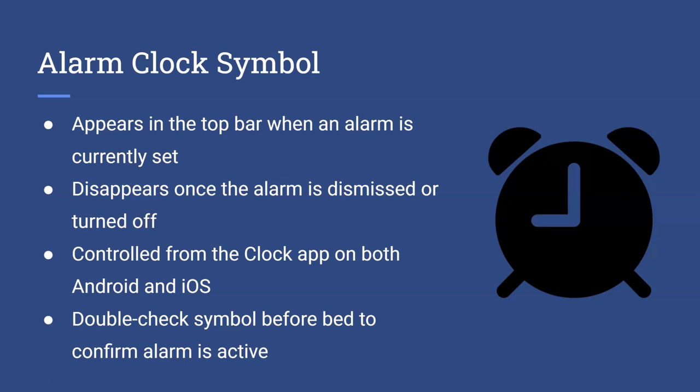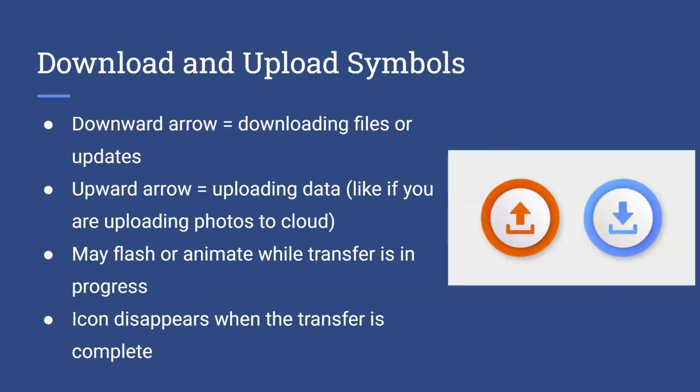Also, a good tip that they gave: double check the symbol before bed. You don't have to go to the clock app. I'm sometimes notorious for doing that. I go to the clock app just to see if I have a timer or alarm set. Instead, if you see that icon, that means something is set. You can't see the time that is set, you can't see more details, but at least you know something's set for whenever.